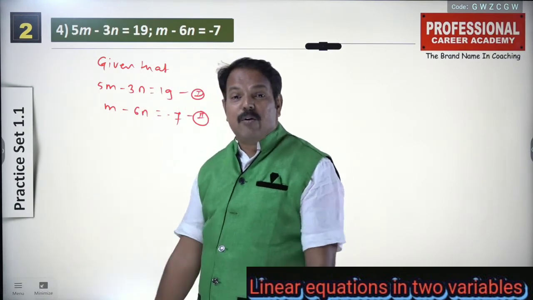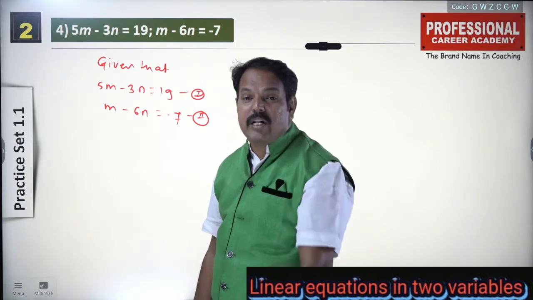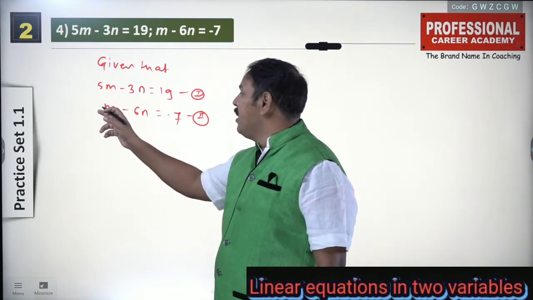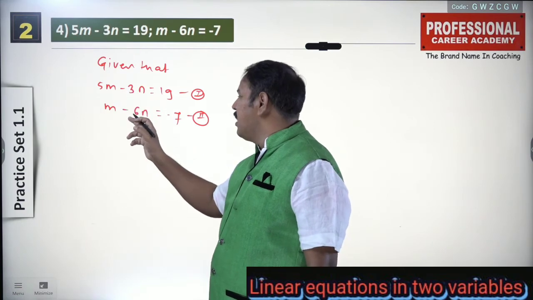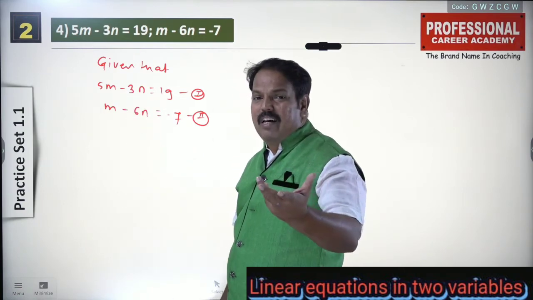Now again see here whether at least one of the coefficients is same or not. Here it is 5, it is 1, not same. Here also -3, -6, not same.